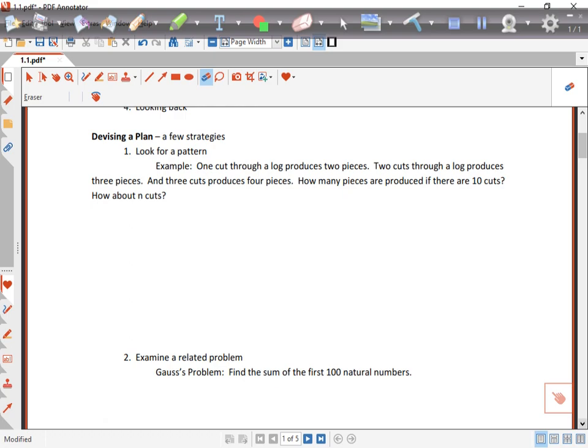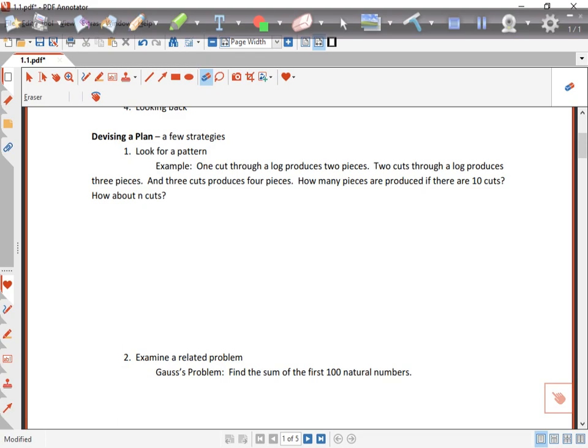Okay, so the first one is we can look for a pattern. Let's look at this example. 1 cut through a log produces 2 pieces. 2 cuts through a log produces 3 pieces, and 3 cuts produces 4 pieces. How many pieces are produced if there are 10 cuts? How about n cuts? Well, one way we could look at this is we could see that there's a pattern.